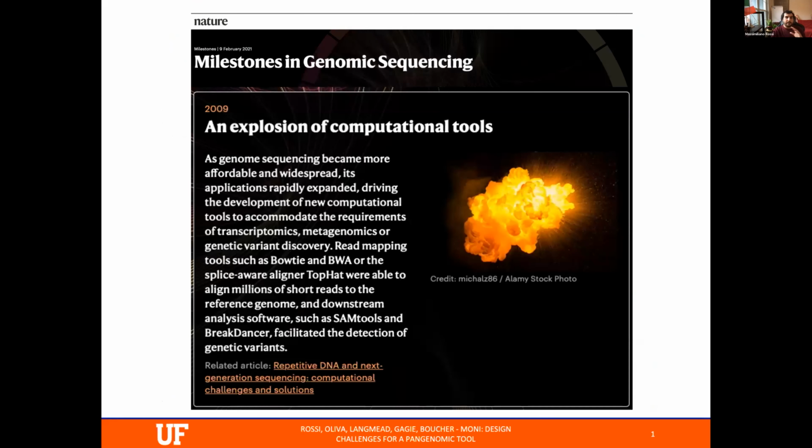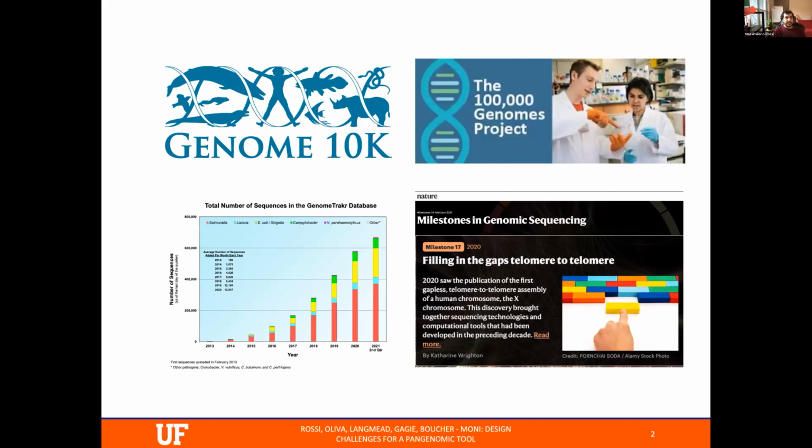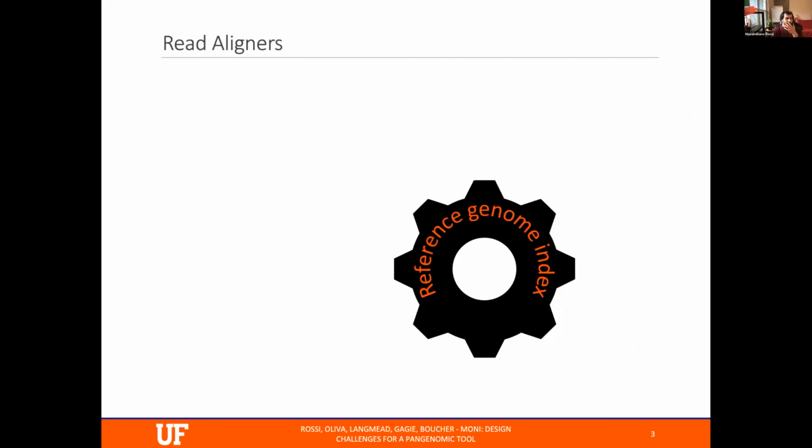Both Bowtie and BWA are listed in Nature's milestones in genomic sequencing for their ability to align millions of reads against one reference genome. Since 2009, there has been an increase of projects including more and more genetic diversity and increasing the quality of the genomes, like the very recent telomere-to-telomere project. It would be awesome to use all of them as reference genomes. However, BWA and Bowtie do not scale.